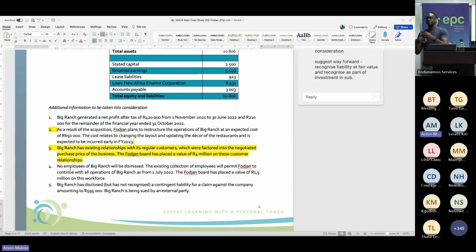So can I just hear some thinking? And I like that somebody's opening the standard here. Fantastic work, I love that. That's where the answers are, in the standard. Let's think about that. Let's marry the two. What are the principles of recognizing a customer list? There are a bunch of examples in the illustrative examples of IFRS 3, different types of customer lists. Can we marry that to the type of customers you'd expect Big Ranch to have, and then form an opinion on what we think?